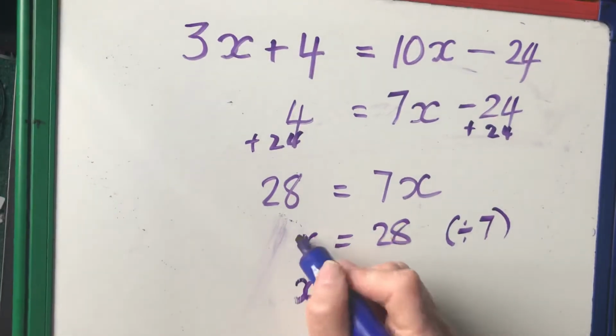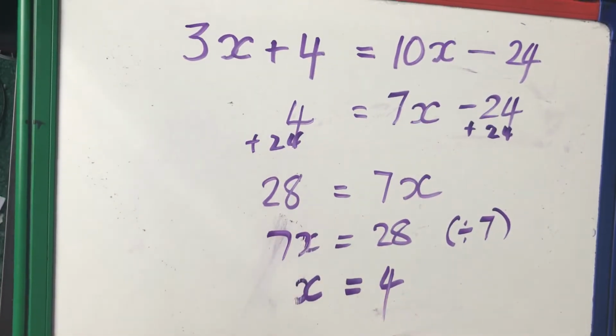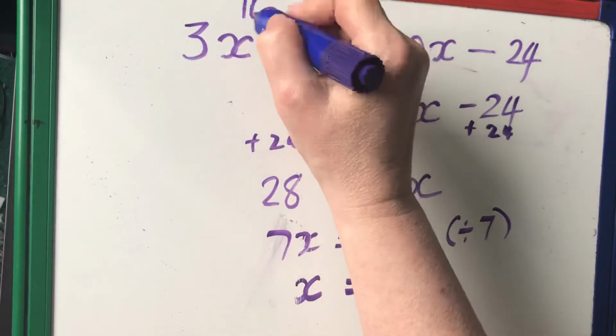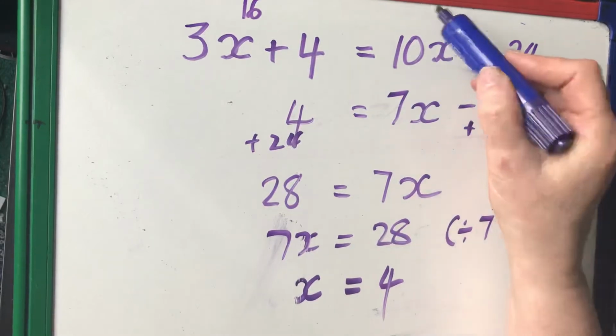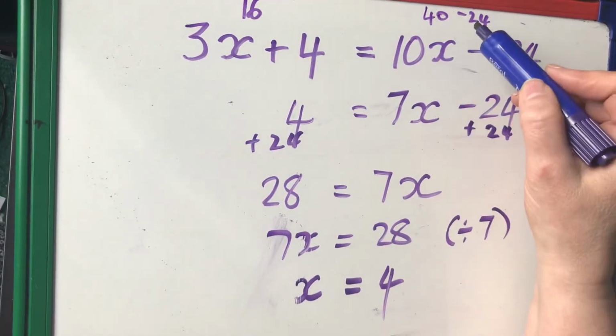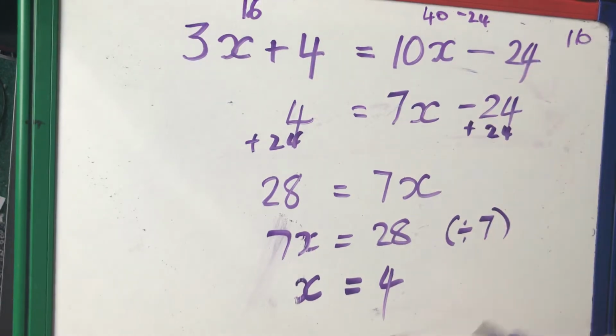It's just 7x equals 28. So x equals 4. And I've got to check. 3 times 4 is 12. 12 plus 4 is 16. 10 times 4 is 40. 40 take away 24. Take away 20 is 20. Take away 4 is 16. So they balance. I'm going to get a nice tick.